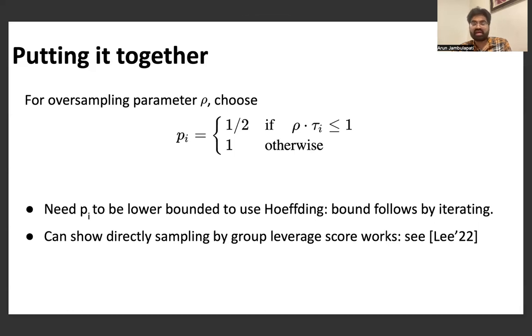We can also note that it's possible to show that directly sampling proportional to the tau i suffices. This is the approach taken in the other paper by James Lee in this STOC. So if you want to see a more direct argument that gets this sparsity bound, see that paper.